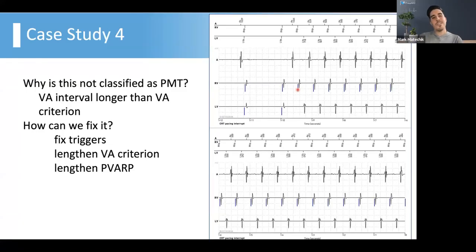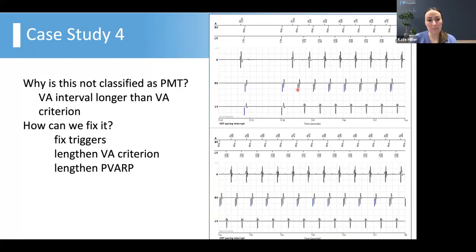No, you're fine. I think the only thing that I would add is yes, extending PVARP would fix this PMT, but if you're throwing your PVARP out to 400, 450 milliseconds, that's when you're going to run into that functional undersensing that we talked about before. So again, there's always pros and cons. It is a solution to the problem, but it could lead to other problems with atrial sensing and arrhythmia sensing and that kind of thing.